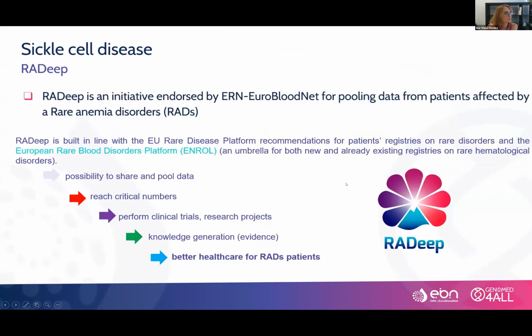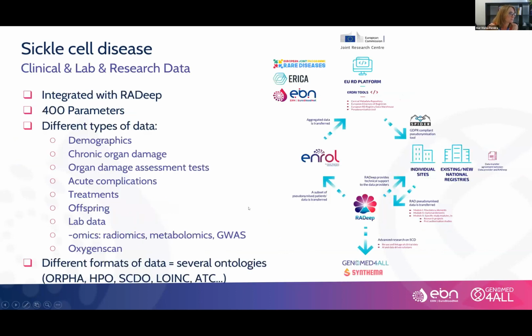So, very rapidly, for the registry, what we are working on is through the RADIeP. The RADIeP is the European Registry for Rare Anemia Disorders. What we are doing is giving the possibility to share and pool data on sickle cell disease in Europe. Through this, we can reach critical numbers, and this allows us to perform clinical trials or research projects, then generate knowledge and evidence, and at the end translate these AI tools, in this case, to clinical practice for better healthcare of the patients.